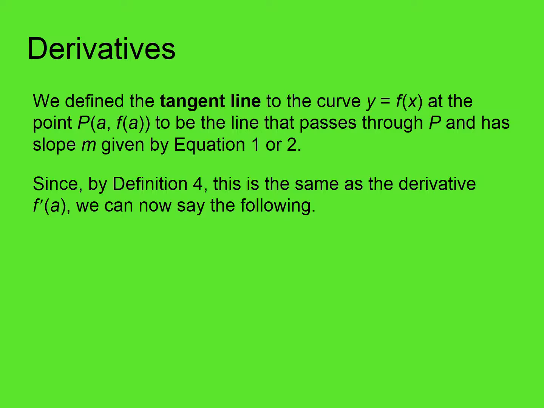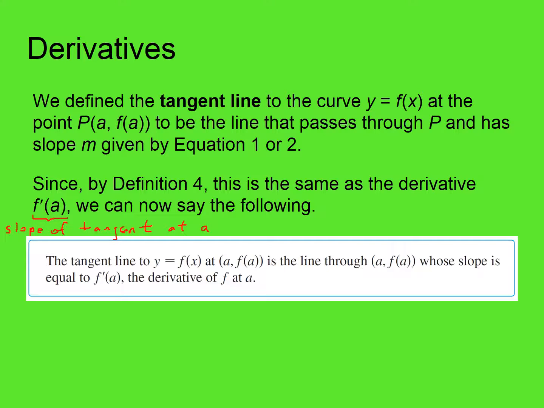We define the tangent line to the curve y equals f of x at the point P, which has coordinates a, f of a, to be the line that passes through P and has slope m. Since by definition 4 this is the same as the derivative f prime of a, we can now say the following. We see f prime of a, and in our minds we're hearing slope of the tangent at the number a, the x value a. We can now say the following: the tangent line to y equals f of x at the point a, f of a, is the line through that point whose slope is equal to f prime of a, the derivative of f at a.